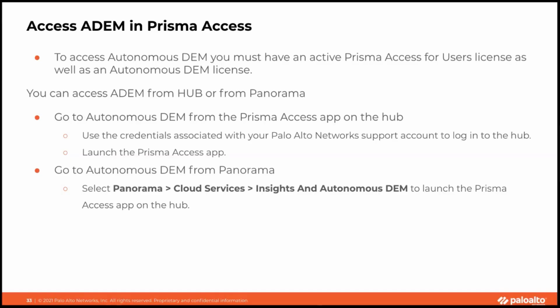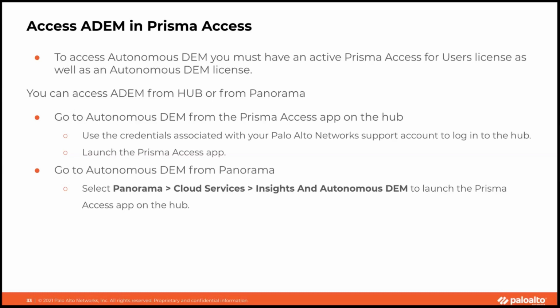So the hub is a single place where you can access Palo Alto Networks cloud services and apps for your organization. From the Prisma Access app on the hub, you can select Autonomous DEM to monitor the digital experience across your SASE environment and use the metrics to identify users or applications that are experiencing degradation and pinpoint the causes. To access ADEM, as I mentioned, you must have an active Prisma Access user license, as well as an Autonomous DEM license.